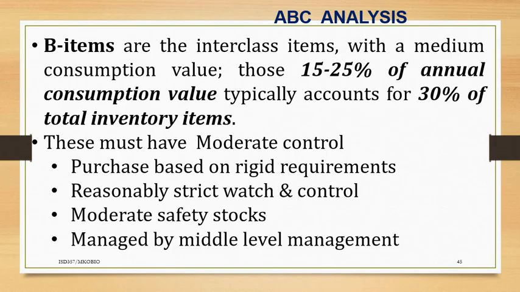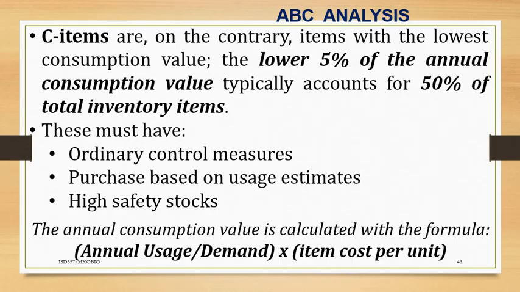Are we good? Great. So here we have the C items. The C items, on the contrary, are items with the lowest consumption value, about 5% of the annual consumption value, yet they typically account for 50% of total inventory items. The value is like toffee. If you are operating in a provision store and selling toffees, the value they give is low, but you keep on stocking more. So you normally stock up to 50% of the inventory items. Hope you're getting the point.